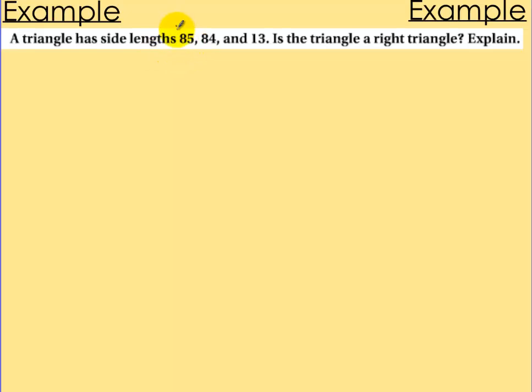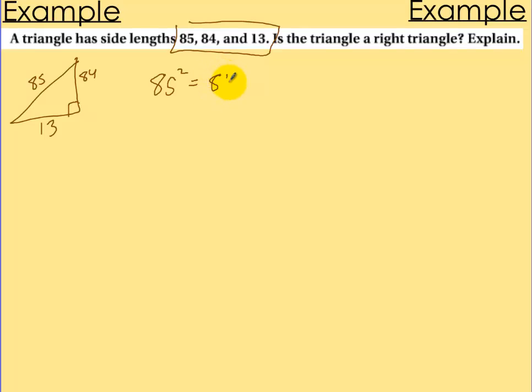Okay, so the triangle sides are these lengths up here. Is it a triangle or right triangle? Well, I'm going to sketch a picture of this. Now, the hypotenuse, the longest side, has to be the longest one of these lengths. So that's going to be 85. And the other two, it doesn't matter. One's 84 and one's 13. So I'm trying to see if this forms a right triangle. It's got to satisfy the equation c squared, so 85 squared equals 84 squared plus 13 squared.